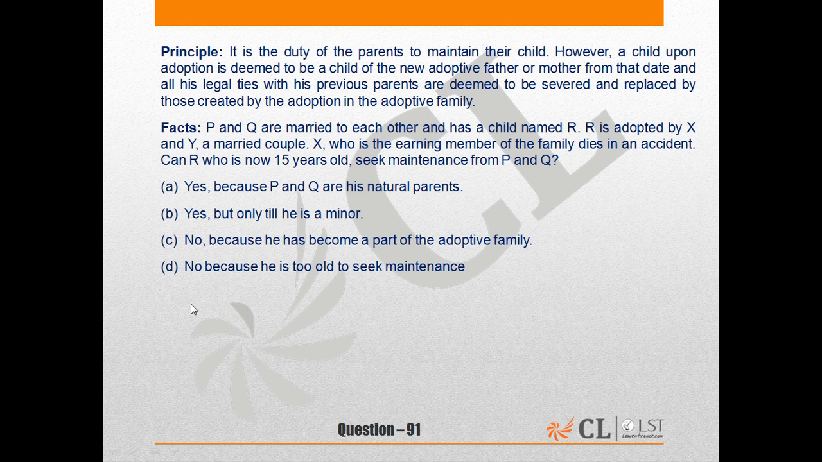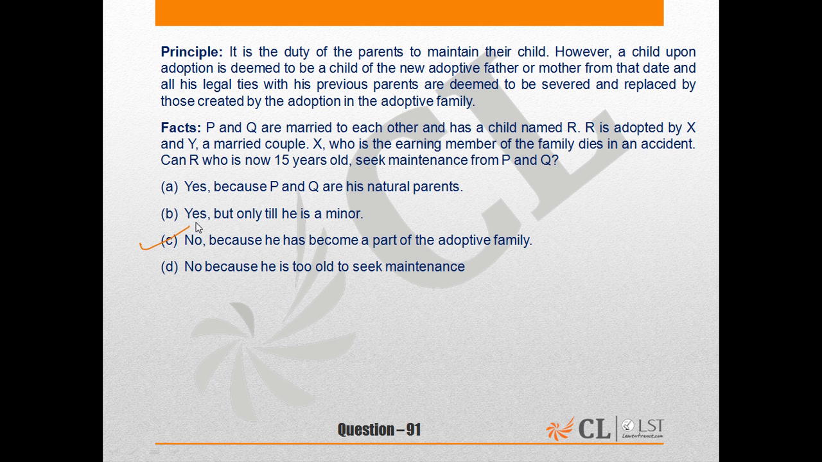So when we look into the facts, you can see that P and Q are married to each other and they have a child named R. R is adopted by X and Y, a married couple. X, who is the earning member, dies in an accident. Can R, who is now 15 years old, seek maintenance from P and Q? He cannot, because now he has become a part of another family. Therefore, he cannot seek such maintenance from his original parents. Hence, the correct answer would be option C.